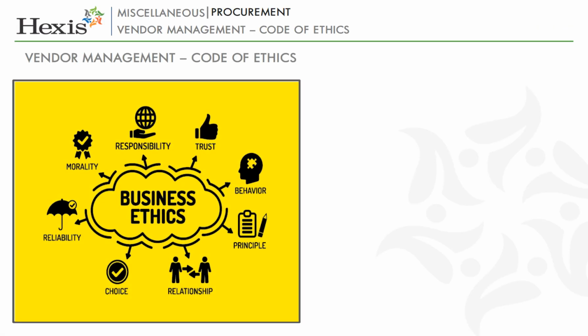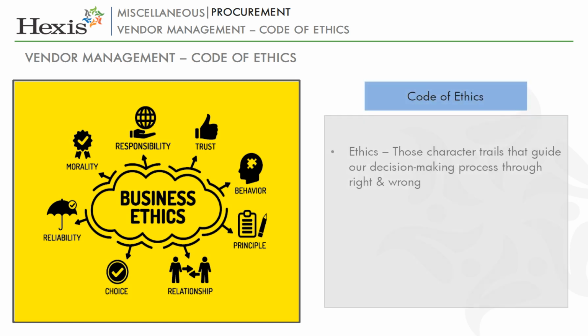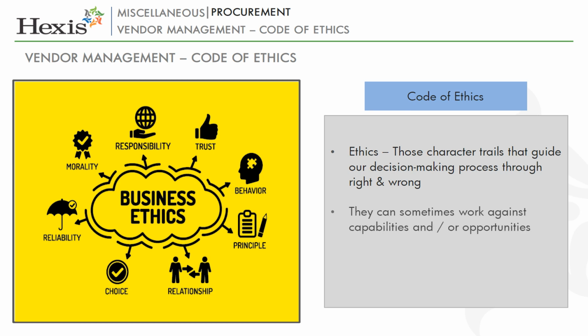Let us study vendor management. Vendor management code of ethics. Ethics are those character traits that guide our decision-making process through right and wrong. They can sometimes work against capabilities and/or opportunities. It might be completely legal, possible, justified, or advantageous, but is it right? There's no such thing as a free lunch.